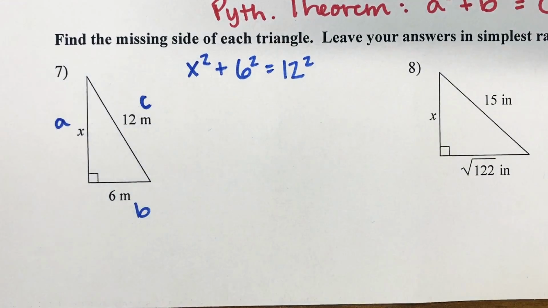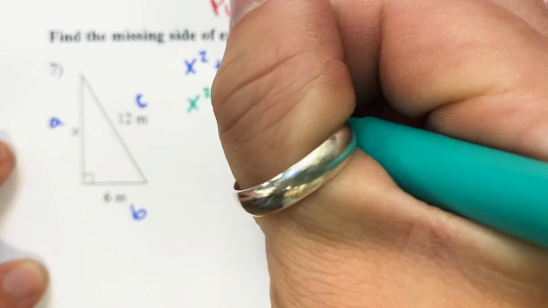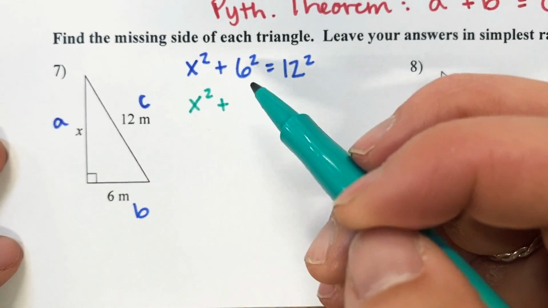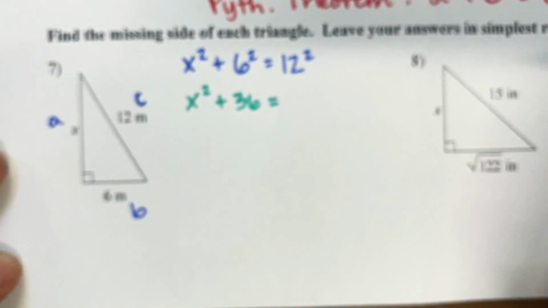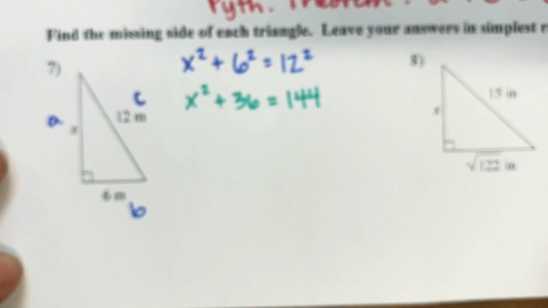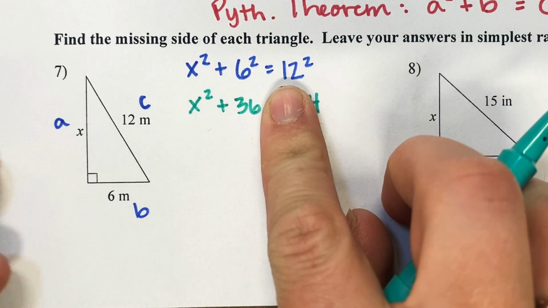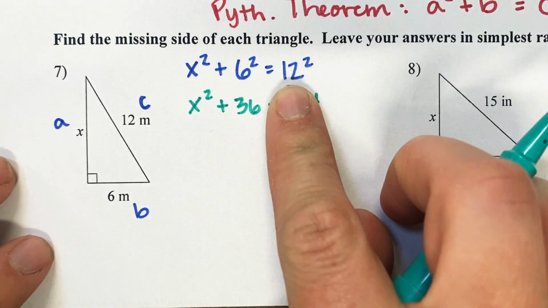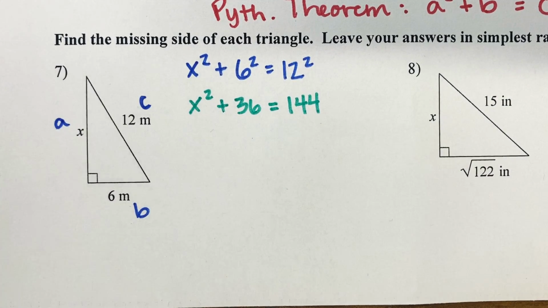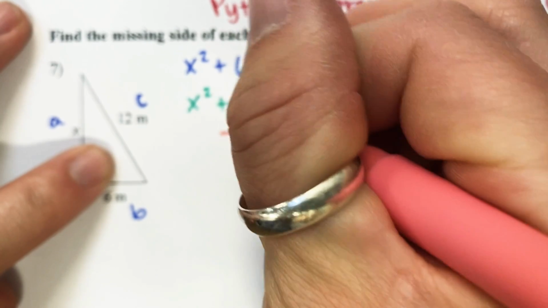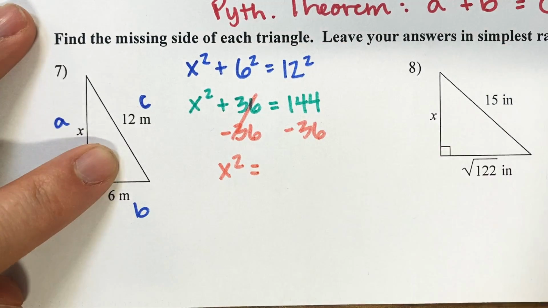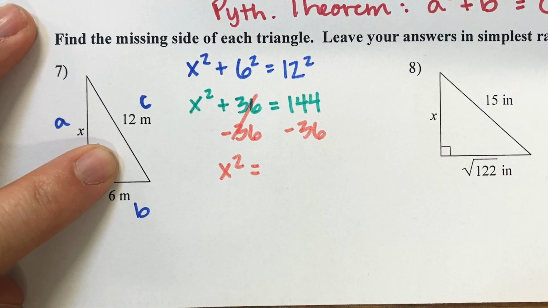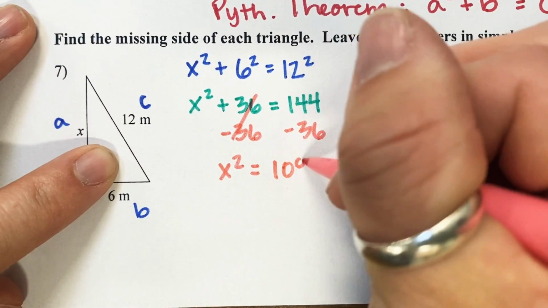Okay, well now I can simplify. We can't simplify x squared because we don't know what it is, so it just has to stay x squared. But we can identify what 6 squared is, or 6 times 6. That's going to give me 36. And 12 times 12 is going to give me 144. Okay, now in order to solve for my x, I need to get rid of this plus 36. So I do the opposite, which is going to be to subtract 36. Okay, so I get x squared is all by itself, and 144 minus 36 is going to give me 108.